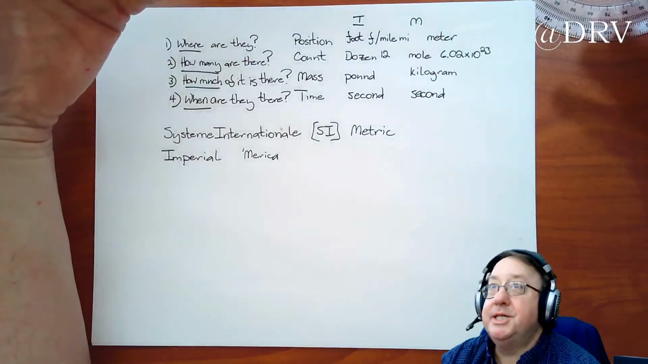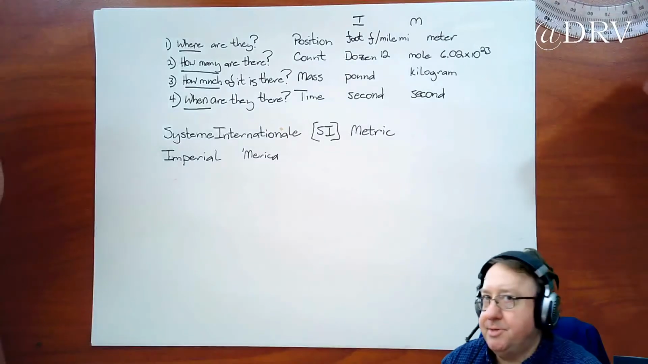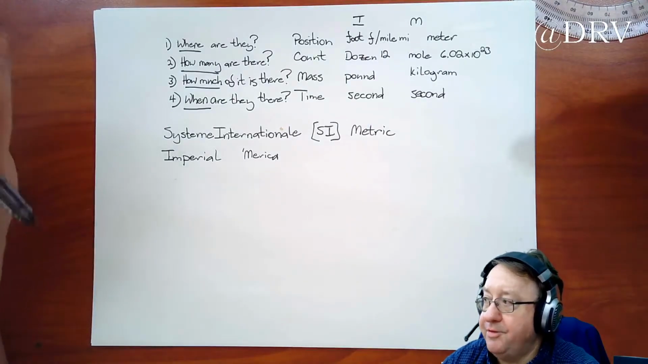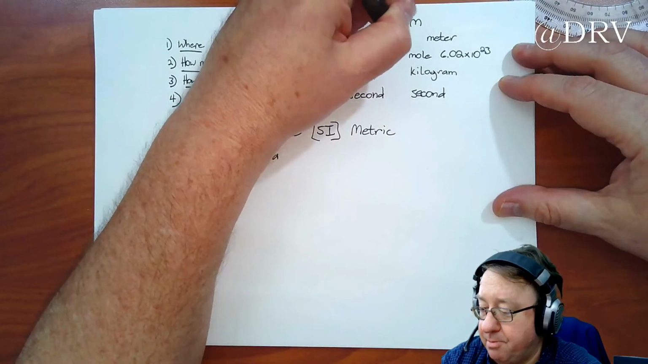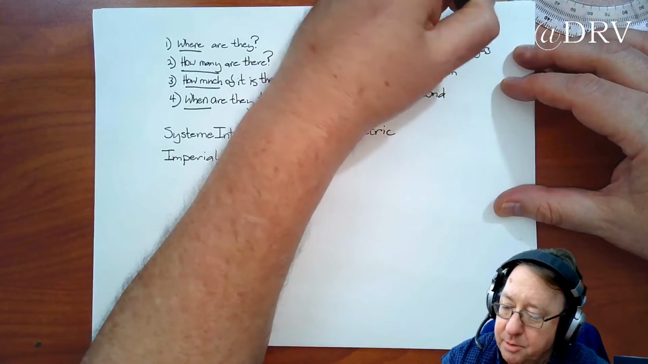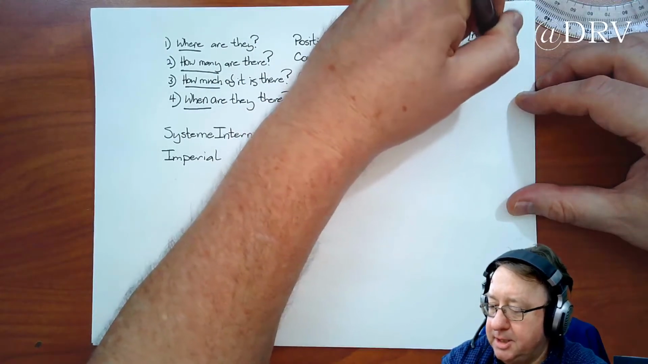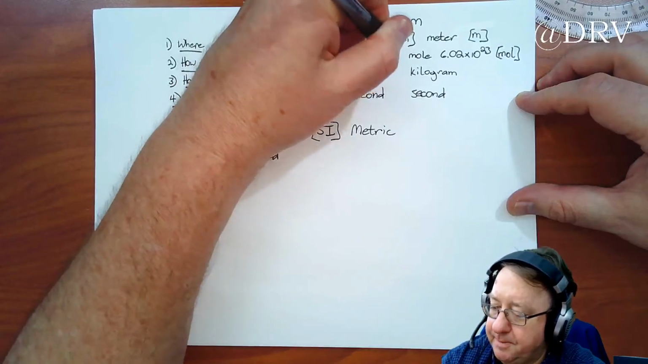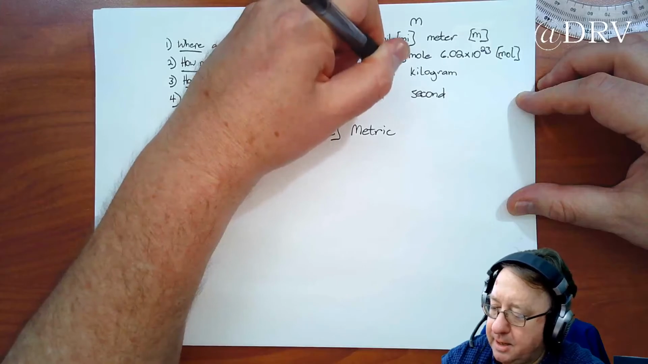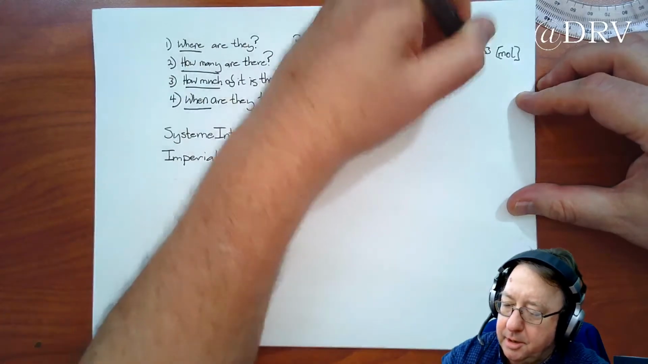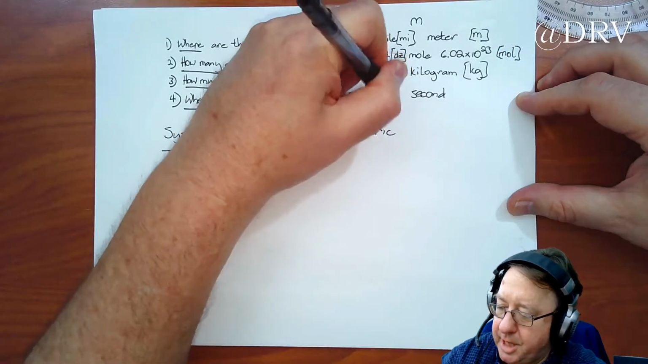And when you see these brackets, that's kind of like a substitution or abbreviation, or what units I tend to use when I initially use them. So mile, we use MI. Meter, we use M. Mole, we use MOL. Dozen, we use DZ. Pound, we use LB. Kilogram, kg. Second, we use S.